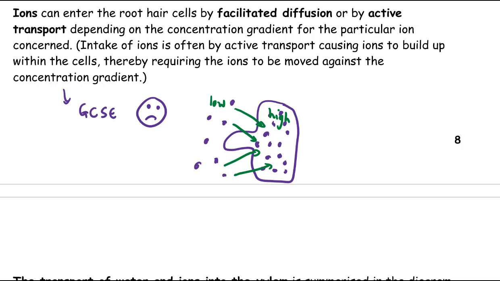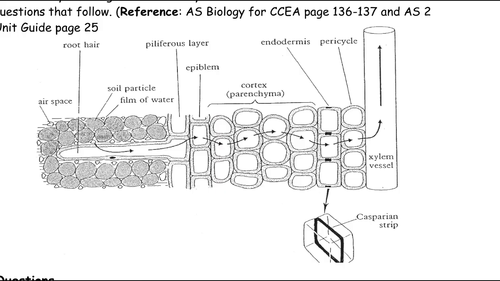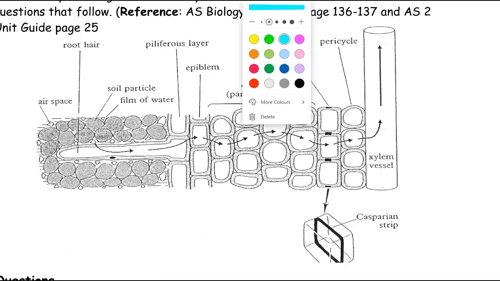So quite often, root hair cells will use active transport to try and get as many ions out of the soil as they possibly can. Then once they're in the root, they'll be dissolved in water and they can be transported through the xylem. Now this little diagram just shows you the apoplast-symplast pathways and also the xylem. So let's do a little bit of colouring in.